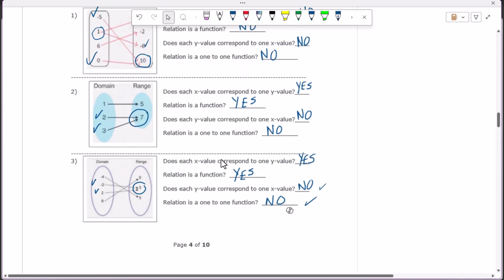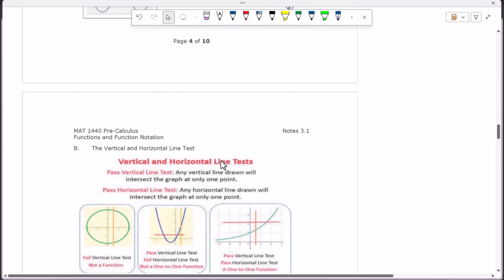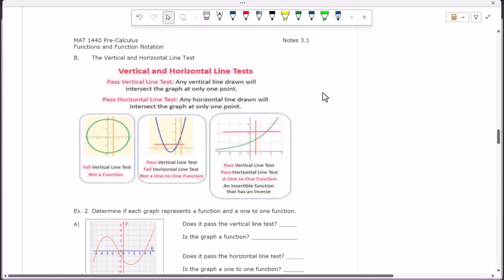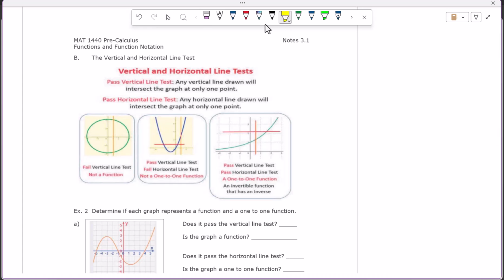Okay, so that's the first thing you're studying about functions. You want to know what they are. You want to know what one-to-one functions are also. Okay, so if you look at graphs, you can tell a graph is a function or not, and you can also tell if it's one-to-one by doing the vertical line test and the horizontal line test. So the vertical line test says any vertical line drawn will intersect the graph at only one point. Okay, in order to pass the horizontal line test, any horizontal line will intersect the graph at one point.